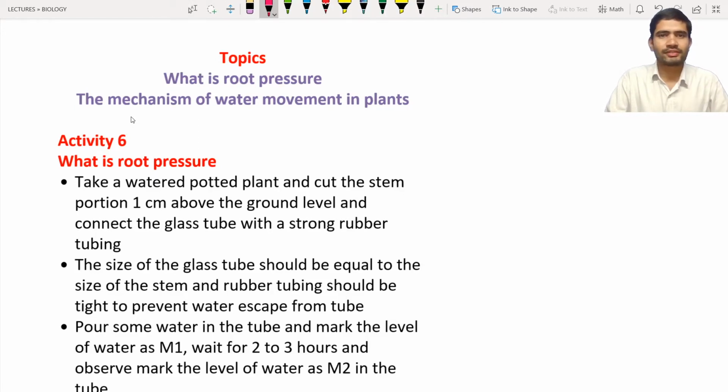Hello students and learners, welcome to the new lecture. In this lecture we are going to discuss what is root pressure and also the mechanism of water movement in plants. These are the two topics that we are going to discuss in this lecture.